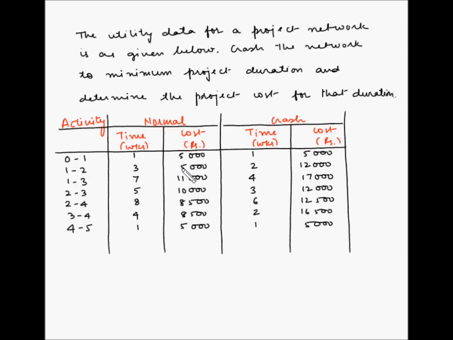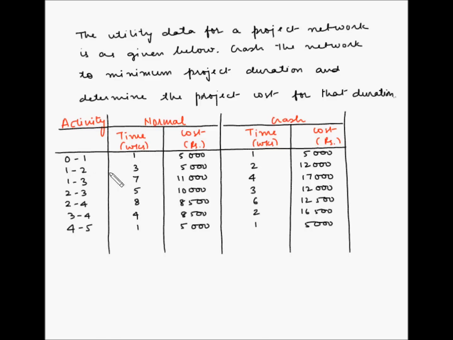Now the project manager has also done some analysis and he finds that some of these activities can be crashed, or in other words, the time taken by these activities can be reduced to a certain extent. So this crash time in weeks is the shortest duration for completing these activities. Let's take the first activity 01. The normal time is 1 week and the crash time is also 1 week. So the shortest duration for completing activity 01 is 1 week.